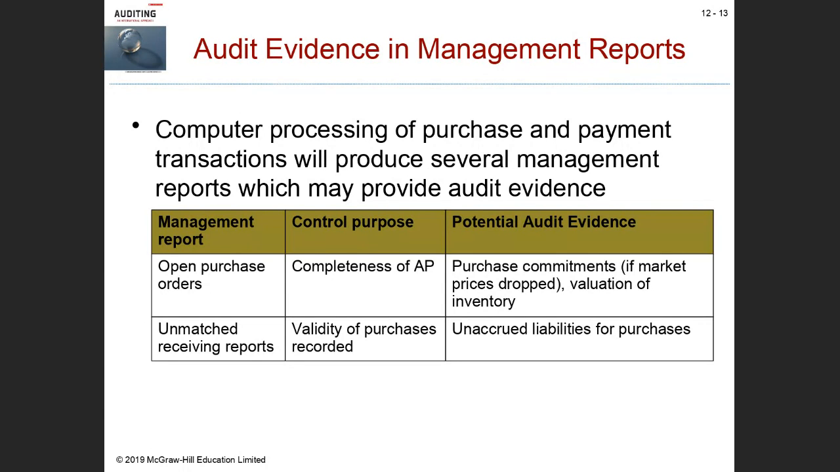Unmatched receiving reports. If we have receiving reports that have not been matched to purchase invoices, that might question the validity of purchases, right? If we receive goods for which there was no purchase order issued, that's an indication that we're buying things which are not authorized. Okay, and if we have unmatched receiving reports, there could be unaccrued liabilities. We've received goods, but maybe we haven't received an invoice yet from the supplier. But if we've received goods, we actually do have a liability.